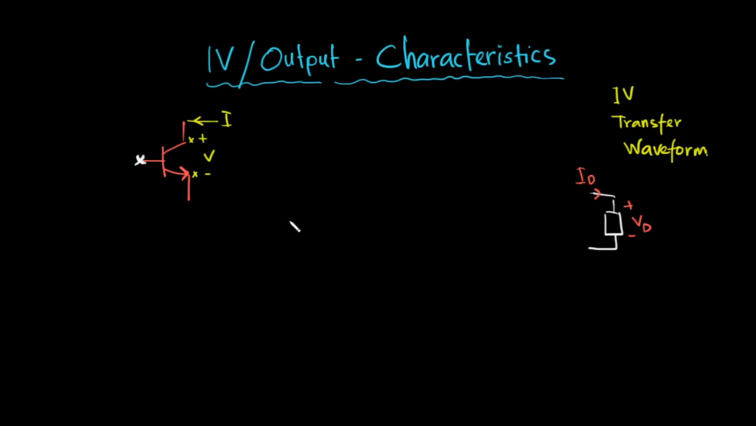So let's try to plot this IV characteristics for an ideal BJT and see what happens. Suppose I draw a circuit. I have a BJT, and let me give a resistance here and a supply. I will definitely need a supply.